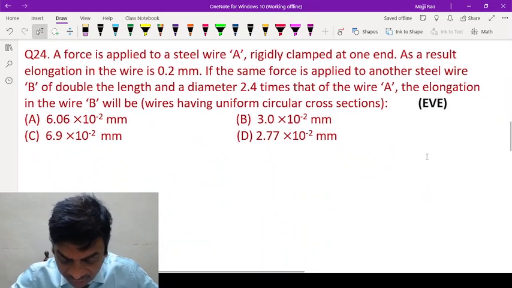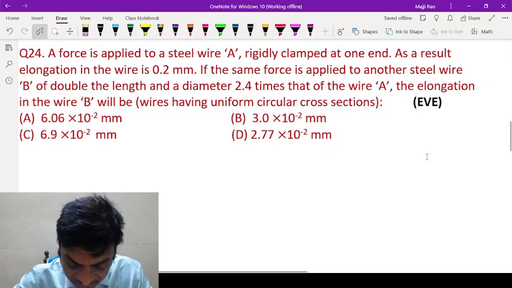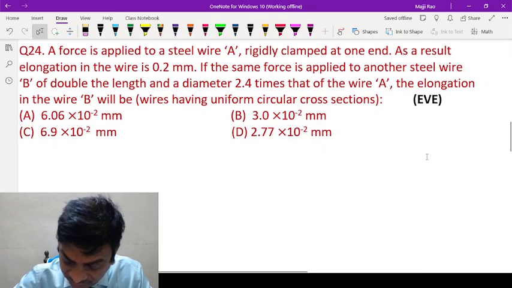A force is applied to a steel wire A, rigidly clamped at one end. As a result, elongation of the wire is 0.2 mm. If the same force is applied to another steel wire B of double the length and the diameter 2.4 times that of the wire A, the elongation in the wire B will be.